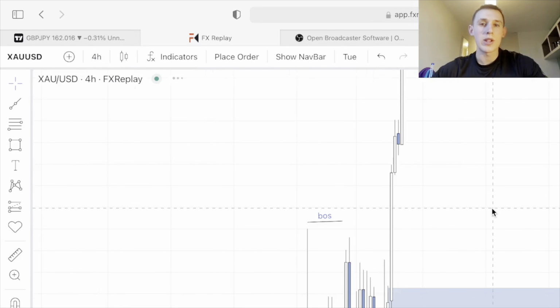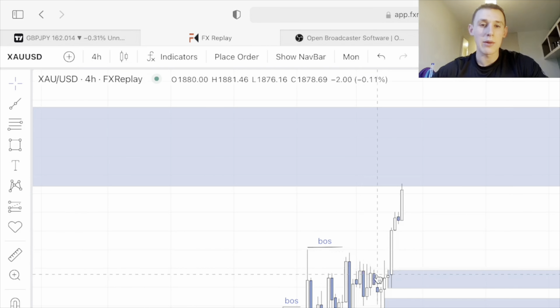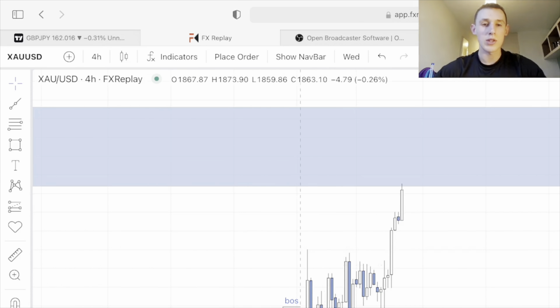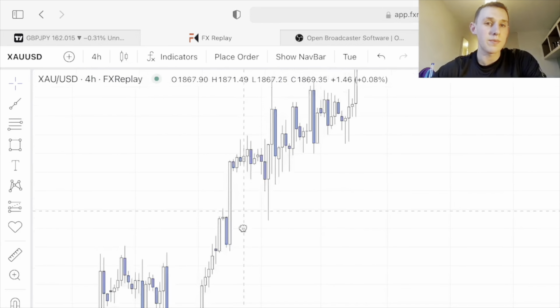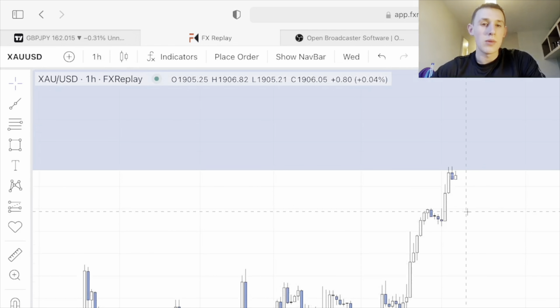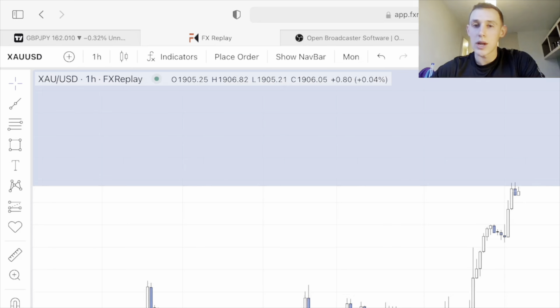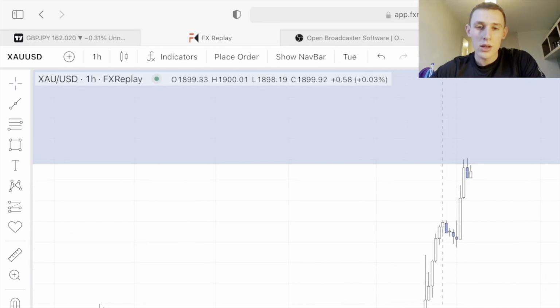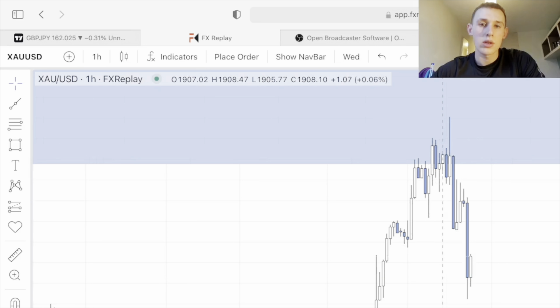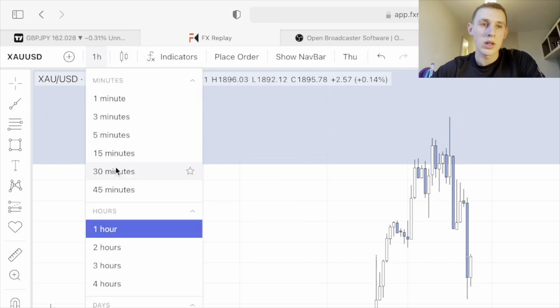So price has already reached our sell level, so now we can get rid of these as we are no longer looking for buys. Obviously we need to wait for our confirmation first. So because this is a daily level of supply, I'd want to see some sort of hourly break of structure. We see if that happens. There we go.